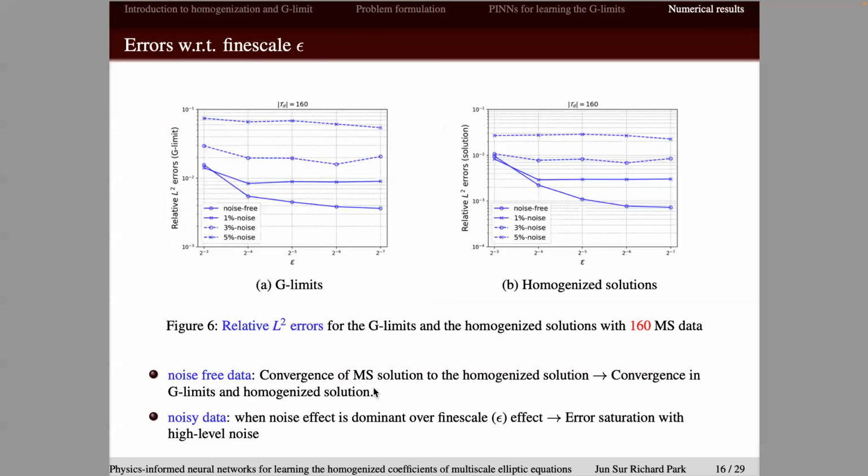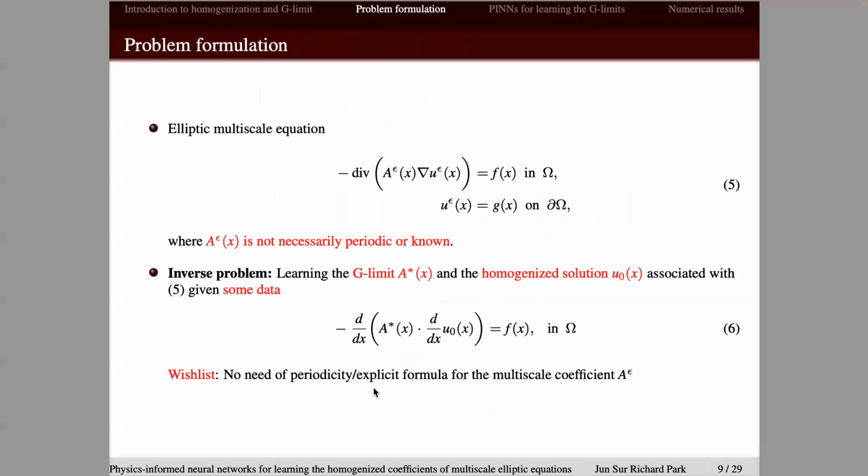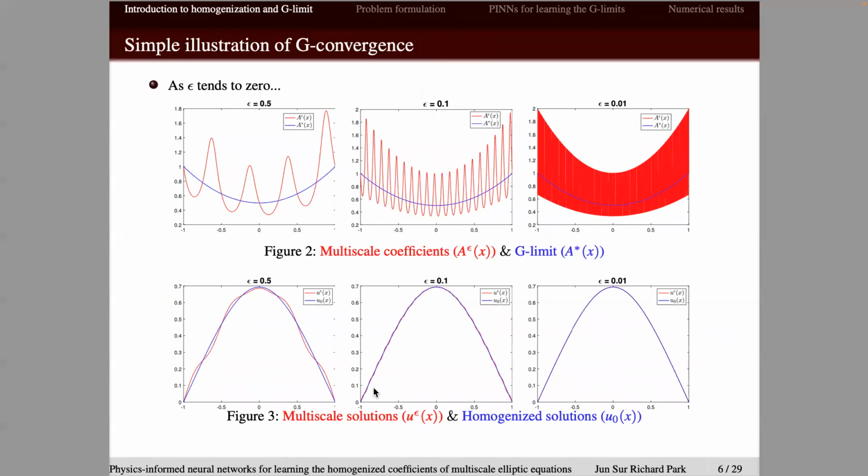Back to your first slide when you showed epsilon. G limit means we want to remove the effect of all the oscillatory effects. In this figure, the blue line is the G limit. When epsilon is large, you have some slow variation, but the red one is the multiscale coefficient. As epsilon goes to 0, it becomes more oscillatory, but the G limit shows as the blue line. So the G limit cannot be oscillatory. That's a good question.